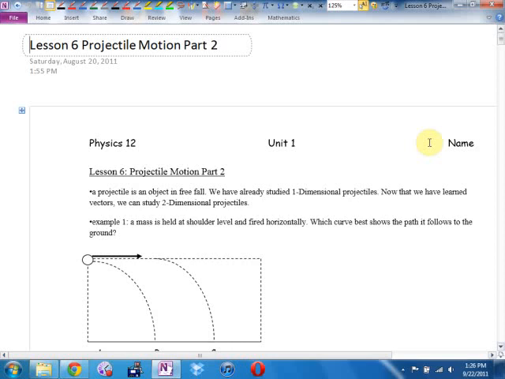Mr. Dueck? Yes, Cody. I can't help noticing that your title says Lesson 6, Projectile Motion Part 2. I don't really recall a Projectile Motion Part 1. Maybe when I was typing them this summer, Mr. Dueck got the titles mixed up, and really we should be doing Lesson 5, Projectile Motion Part 1. Let's call it that, please. And then tomorrow we'll do Lesson 5, which is actually going to be Lesson 6 next class.